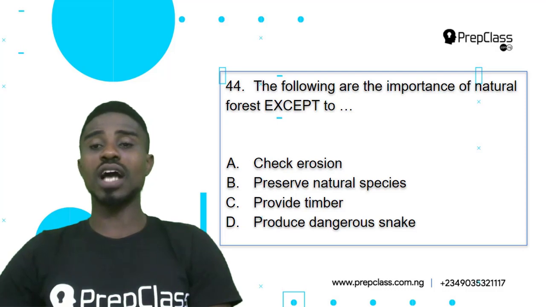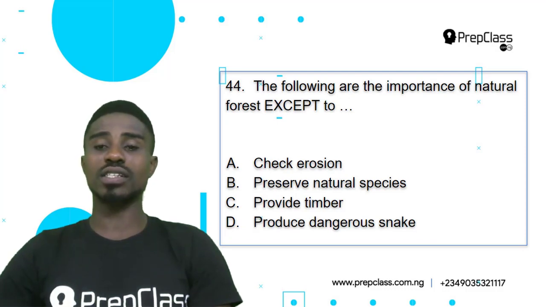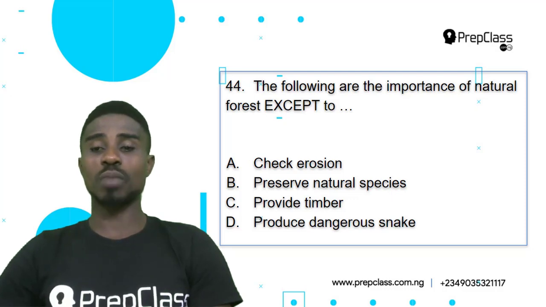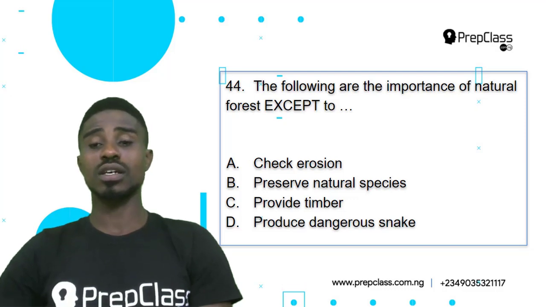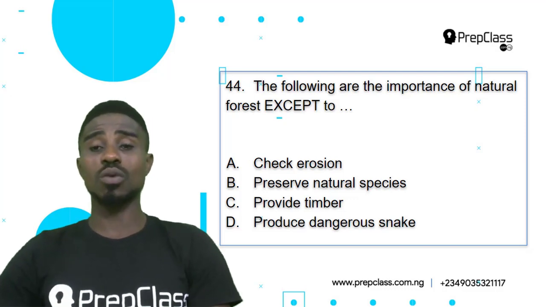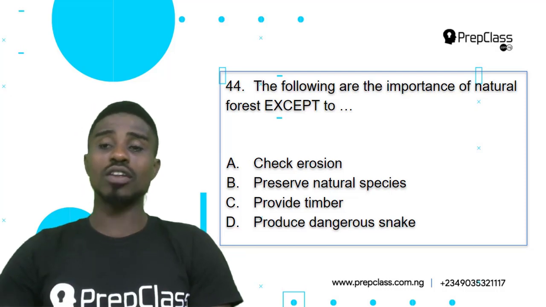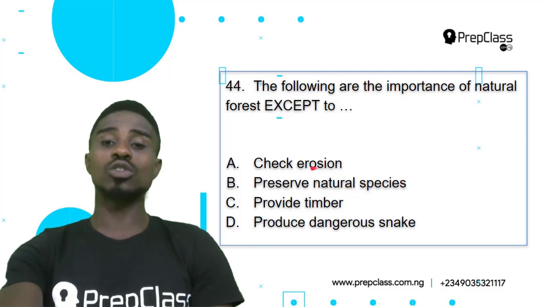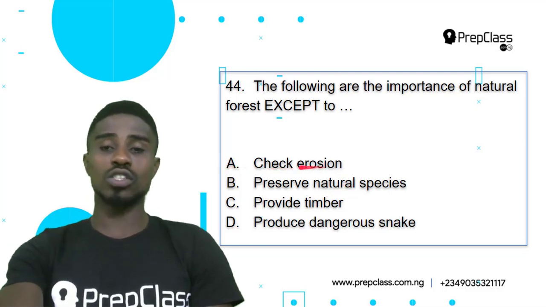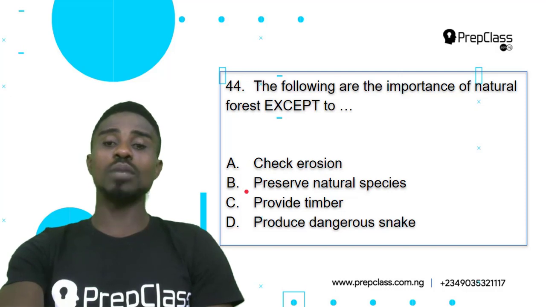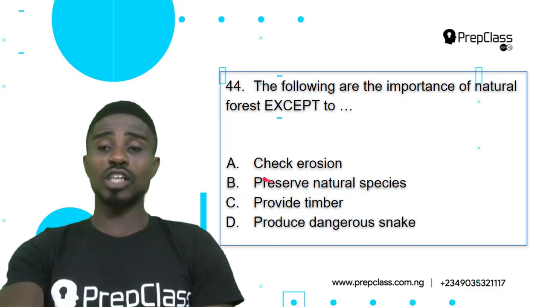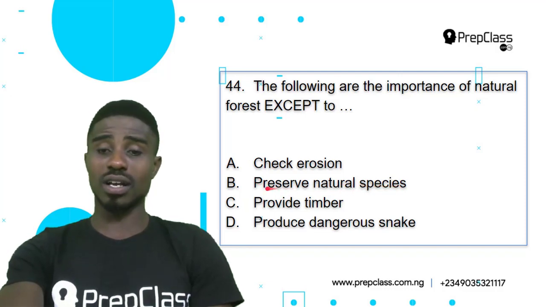Question 44. The following are the importance of natural forest except to A, check erosion, B, preserve natural species, C, provide timber, D, produce dangerous snakes. For us to carefully select the correct answer, we need to analyze all of the options and see which one best answers our question. Now, the importance of natural forest, option A, is to check erosion. That's correct. So, it's not our correct answer. Option B, preserve natural species. Yeah, forest trees or forest helps to preserve natural species. So, it's not our correct answer.